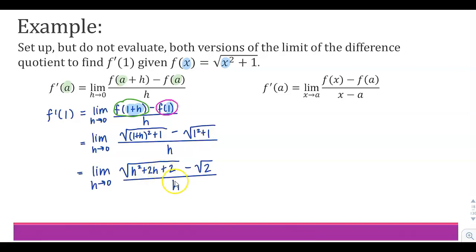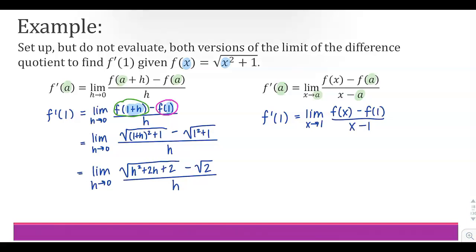Then we'll do the same thing with the alternate version of the limit of a difference quotient. I still have the a value of 1, so everywhere in our alternate limit of a difference quotient, we're going to replace the a with a 1. So f prime of 1 equals the limit as x approaches 1 of f of x minus f of 1 over x minus 1.